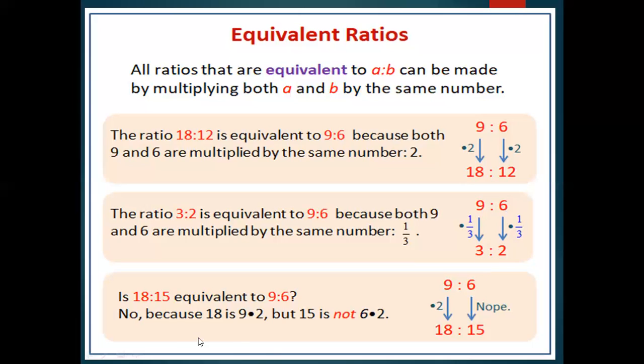Now tell me, if we have 18 is to 15, is this equivalent to 9 is to 6 or not? Let's see. When I multiply this 9 with 2, I will get 18. But if I multiply this 6 with 2, I will not get this number 15. I will get what? Definitely 6 2s are 12. But here 15 is written. It means these two ratios are not equivalent.